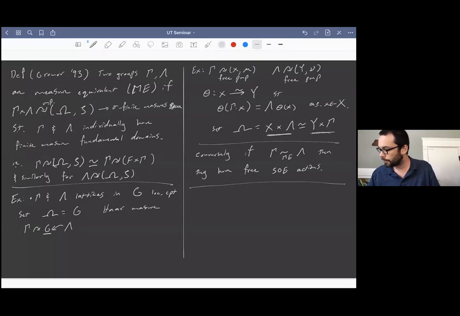And in fact, one thing which is maybe not so obvious from this definition of Gromov is that measure equivalence is actually an equivalence relation, but this is true. So we have the theorem that ME is an equivalence relation.